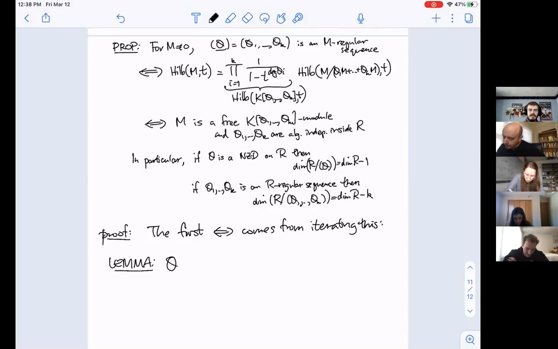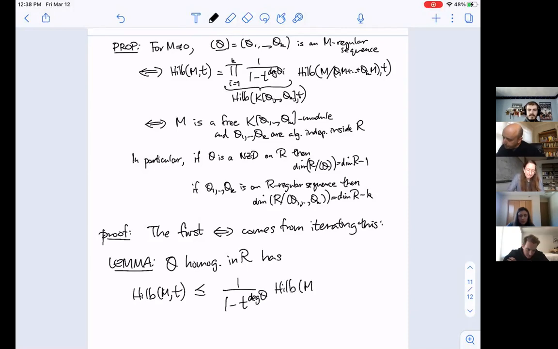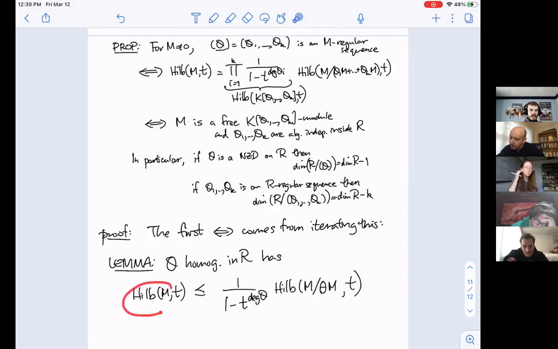All right, theta homogeneous in your graded ring R. It's going to have that the Hilbert series of M is less than or equal to something that looks really similar: the 1 minus t to the degree of theta times the Hilbert series of the quotient, M mod theta M. And what does this less than or equal to mean? This thing is a power series in t. This is also a power series in t, and this is also a power series in t.